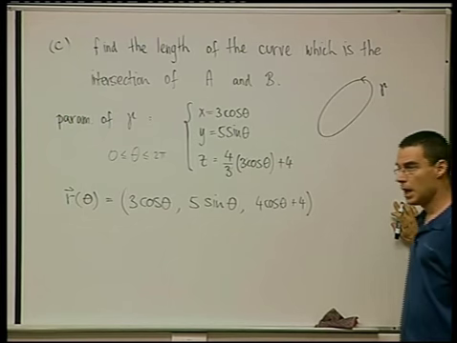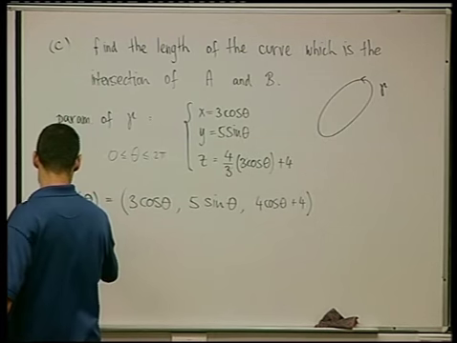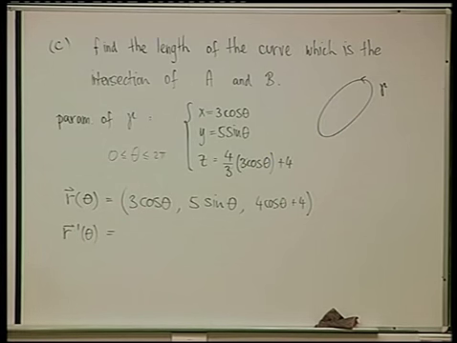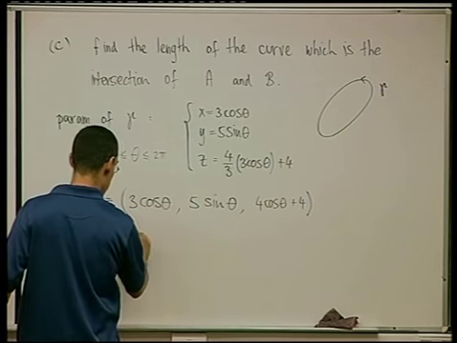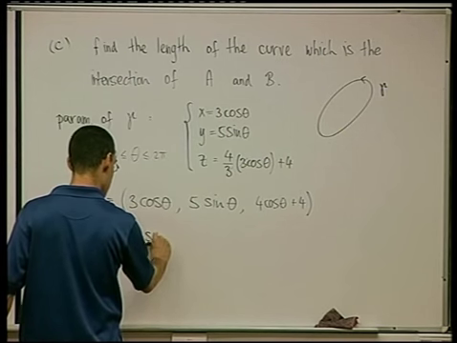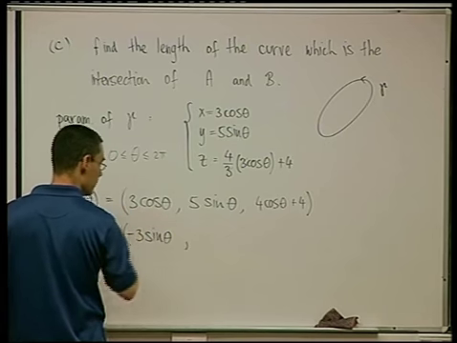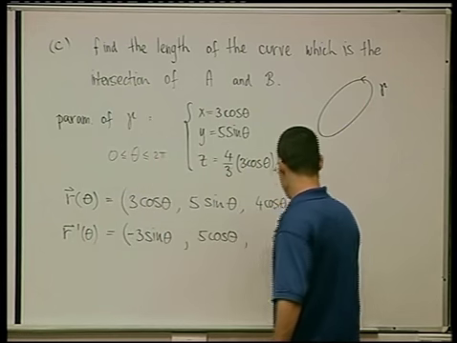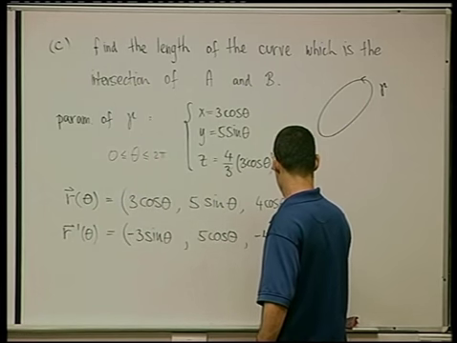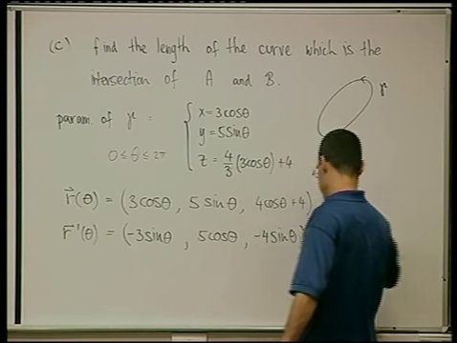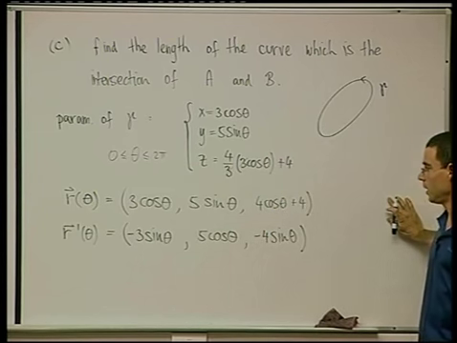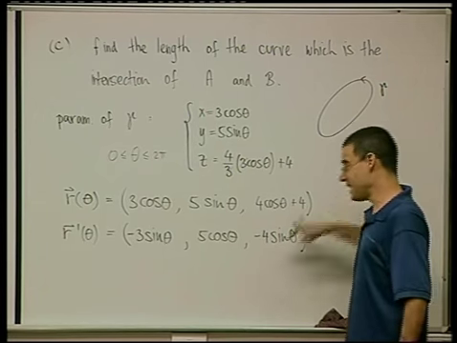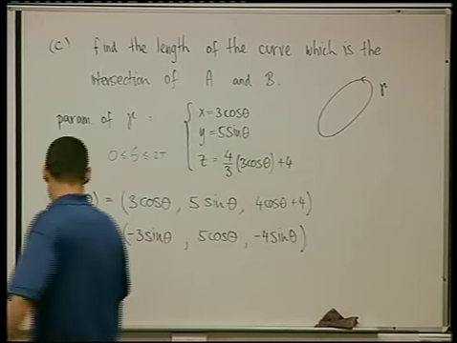Okay? Now we need r prime. R prime is the tangent vector at any point. So it's going to be what? It's going to be minus 3 sine theta, 5 cosine theta, and minus 4 sine theta for the z component. Good? Okay. Now we need the length of r prime, right?